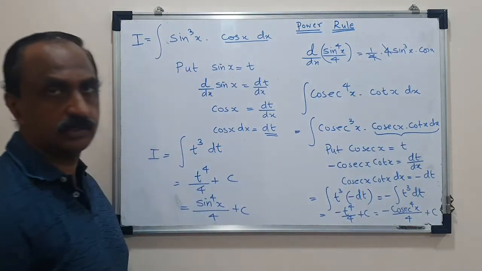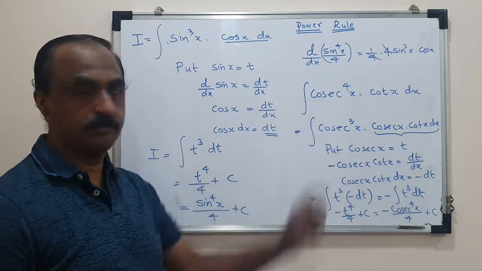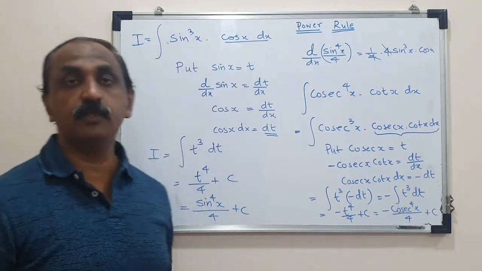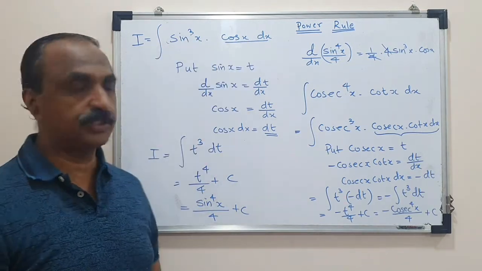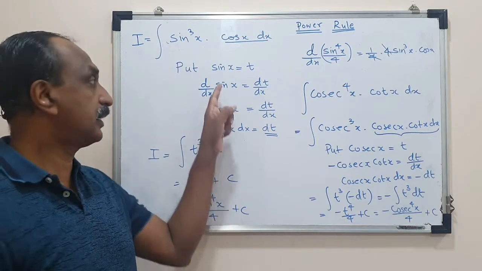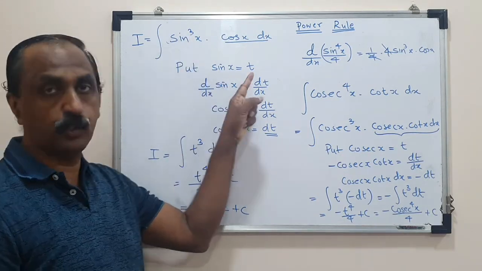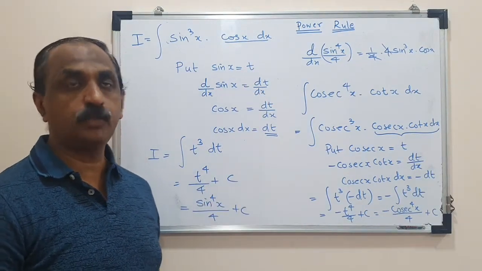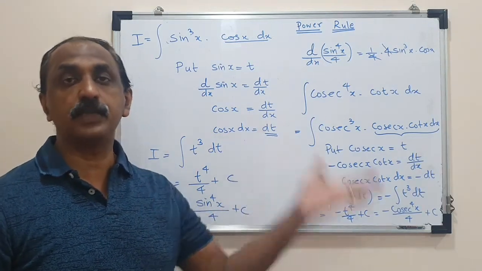Easy to recognize. What do you have to do? Whenever you see a constant as the power, check whether the base derivative is present in the function or not. If the base derivative is present, substitute the base as t. The base should be put as t, not sin cube x. Sin cube x is not put as t. We are putting only sin x as t, and we call this the power rule. So whenever I talk about the power rule, you should check whether the base derivative is present in the function or not.